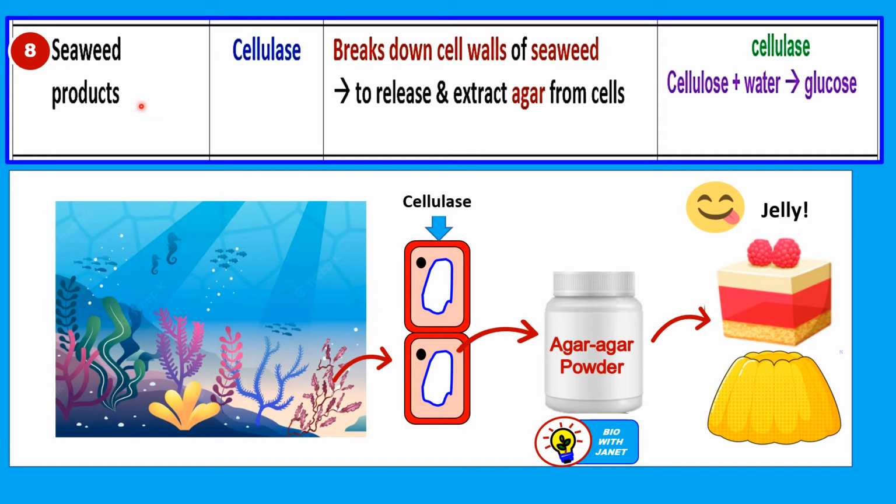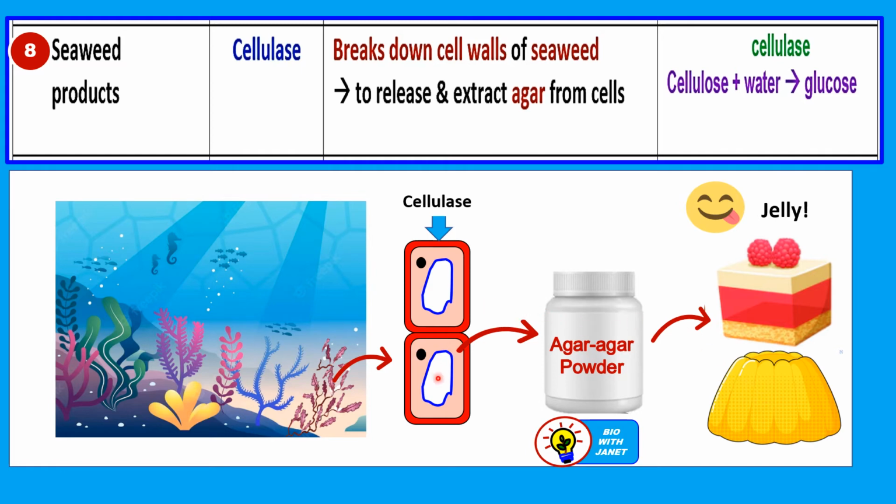Now, lastly, for food products, there's the seaweed products like jelly, agar-agar, okay, or jelly powder. So we need the enzyme cellulase to break down the cell walls of seaweeds to release and then extract the agar-agar from the cells. In the making of the agar-agar powder, which looks like a whitish powder that's used to make delicious jelly to be eaten.